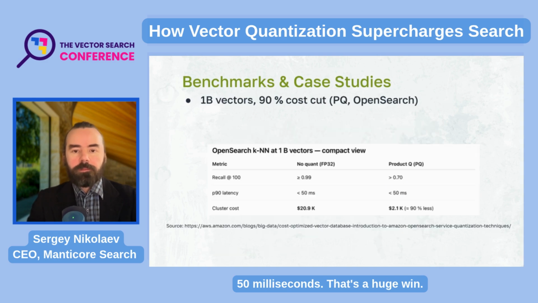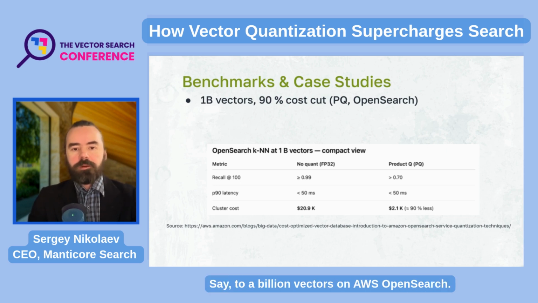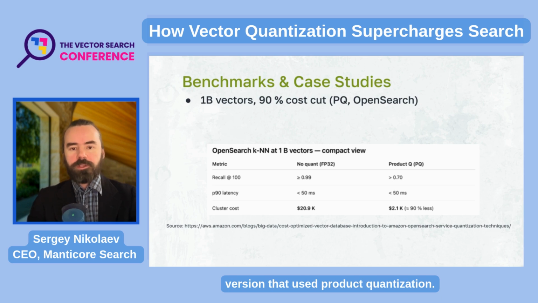That's a huge win. Now let's scale things up, say to 1 billion vectors on AWS OpenSearch. They tested the KNN plugin comparing standard float precision HNSW with the version that used product quantization.